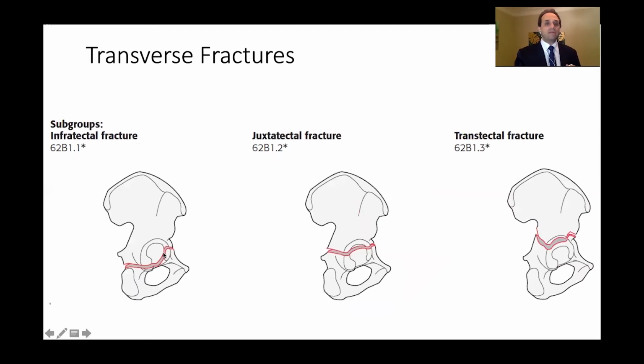The infratectal, which is a very low transverse fracture. The juxtatectal, which is a transverse fracture that runs immediately below the roof. And the transtectal, which actually runs through the roof. And these are also described in the AO classification, the new compendium published in 2018 as B11, B12, and B13.